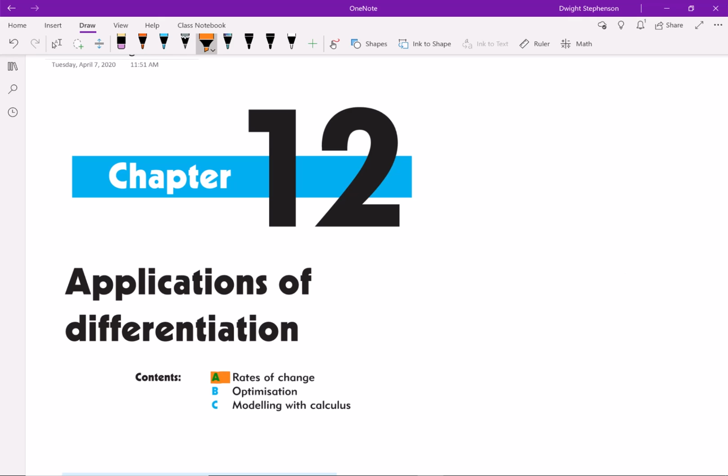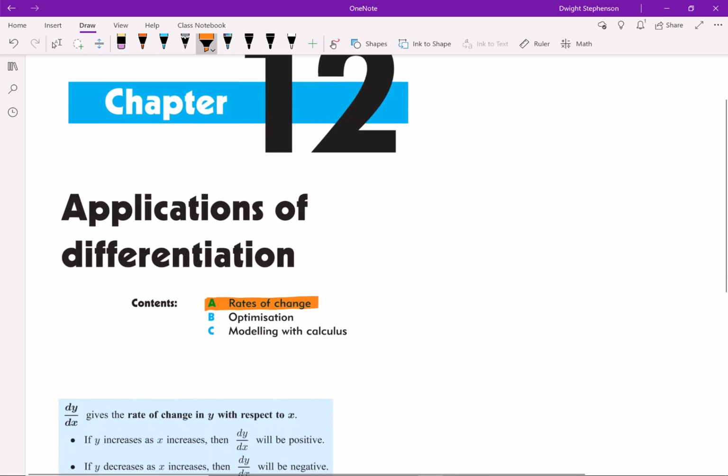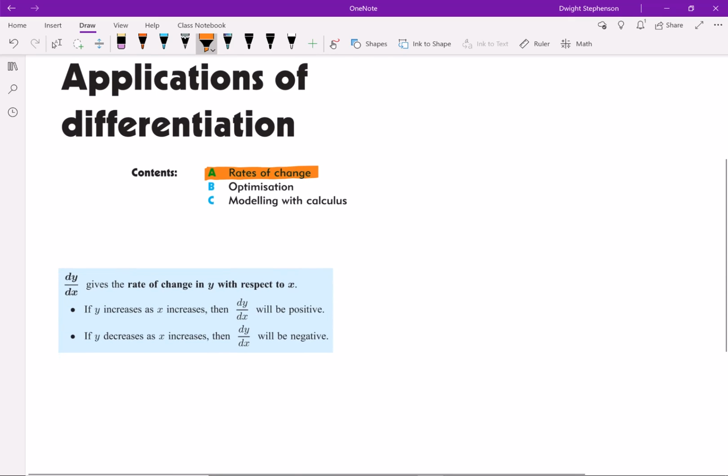So today we're going to focus on rates of change. Hopefully you already understand that the derivative represents the instantaneous rate of change of some function. Today we're just going to put that in context and try to solve some problems.